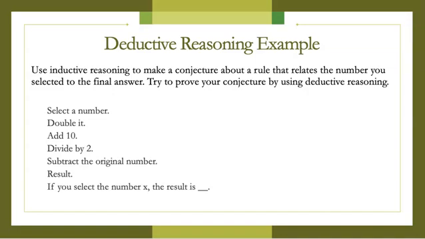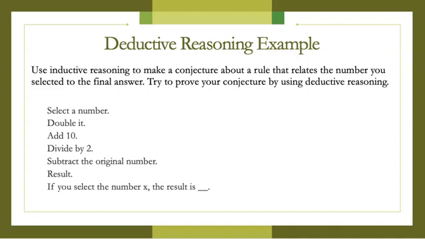In inductive reasoning, we go from the specific to the general. In deductive reasoning, we take general concepts and we apply them to specific cases. We're going to use both of those procedures here in this example. So we want to use inductive reasoning to make a conjecture about a rule that relates the number that you selected to the final answer. And then we'll see how that relates to deductive reasoning.